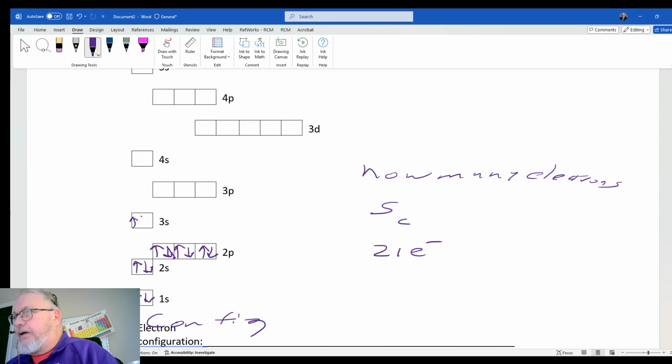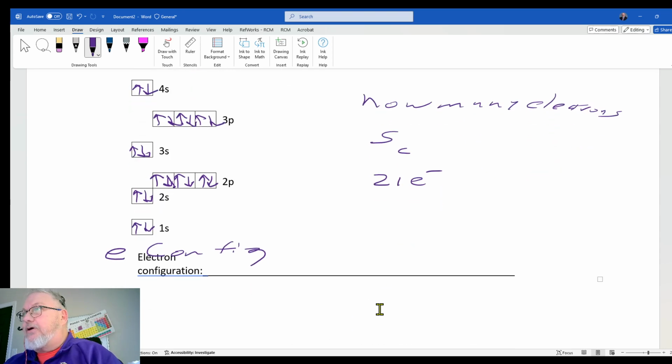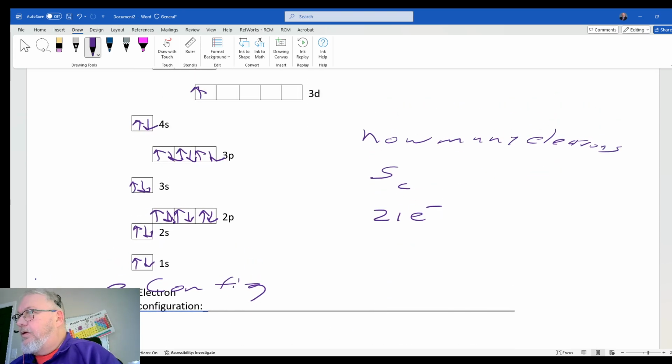11. I keep going up. 12, 13, 14, 15, 16, 17, 18, 19, and 20. I'm getting close. 20, and then there's my 21. So now, after I've drawn that, I should be able to write the electron configuration. And it would be pretty simple.